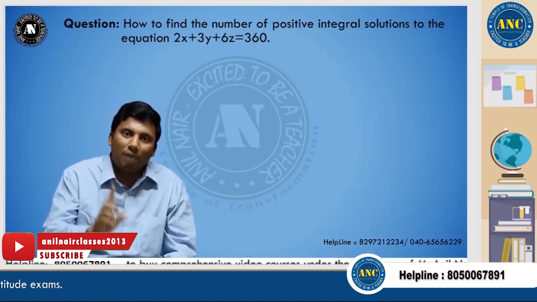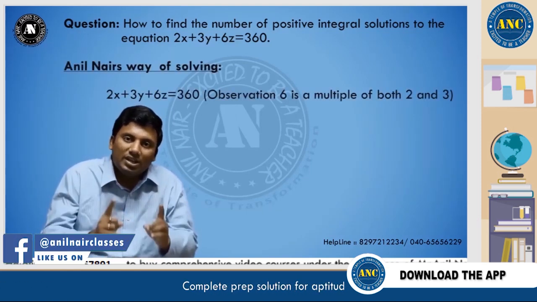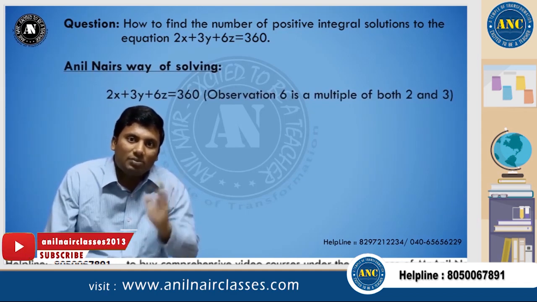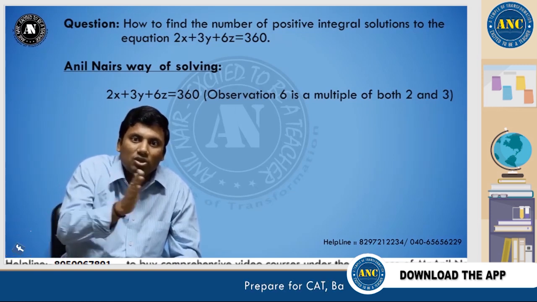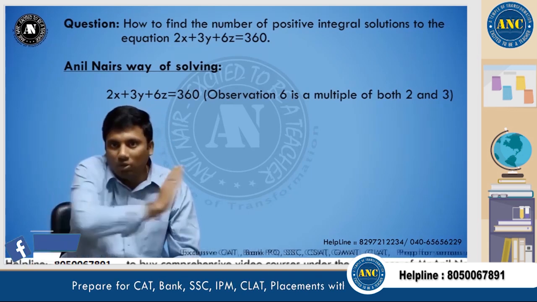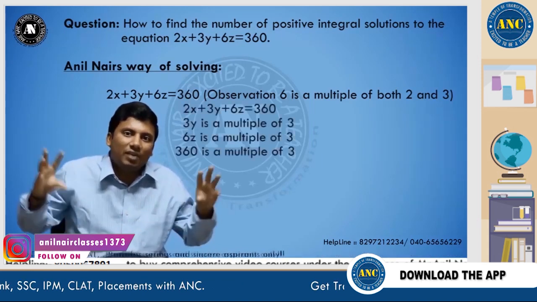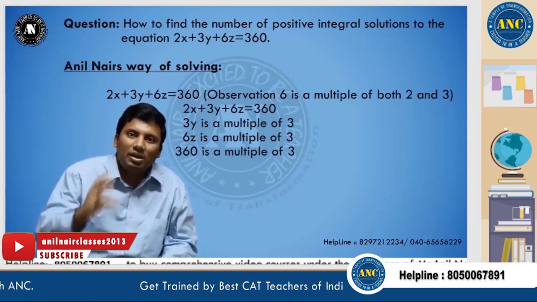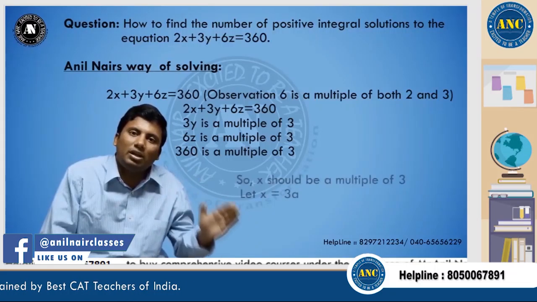Before solving it in an optimal way, please observe the question again. 2x plus 3y plus 6z equals 360. One important observation: 6 is a multiple of both 2 and 3. We will attack the question by using the root cause of this problem. 2x plus 3y plus 6z equals 360. 3y is a multiple of 3. 6z is a multiple of 3. 360 is a multiple of 3. So x should be a multiple of 3.